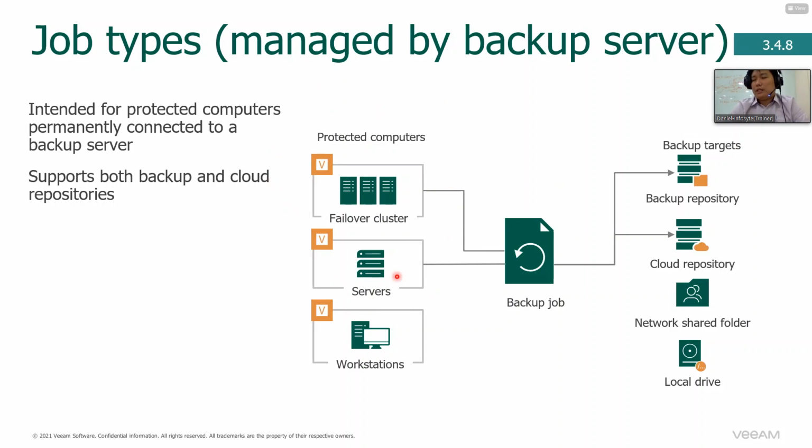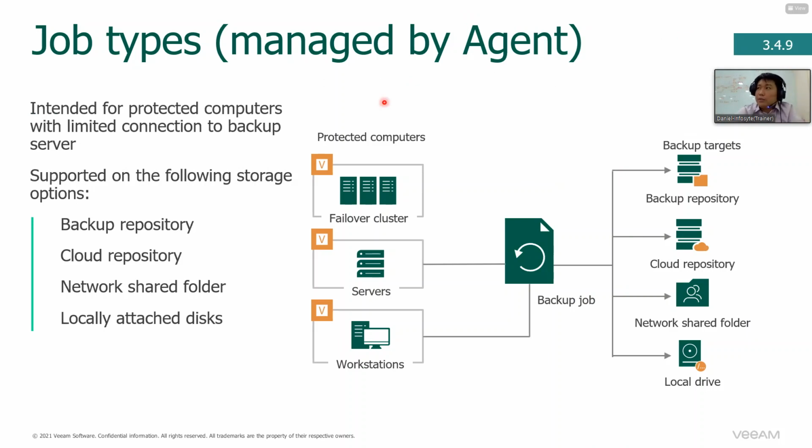Server, on the other hand, is optional. You can choose this or the other option. Yeah, because if you have a server running in a different remote site where the WAN link is not stable enough to maintain stable connectivity, then maybe utilizing another option will be a better idea. But for failover cluster, there are no options to choose. Failover cluster will always use managed by backup server in the job type.